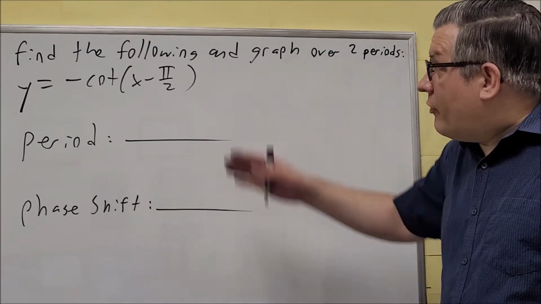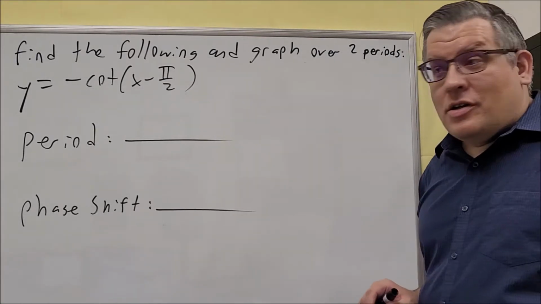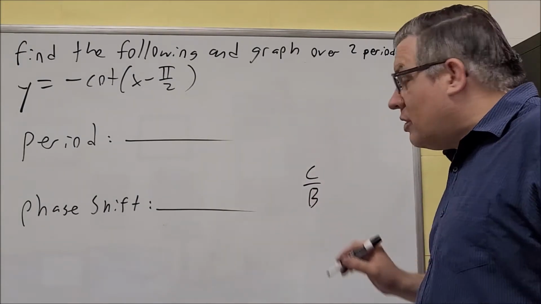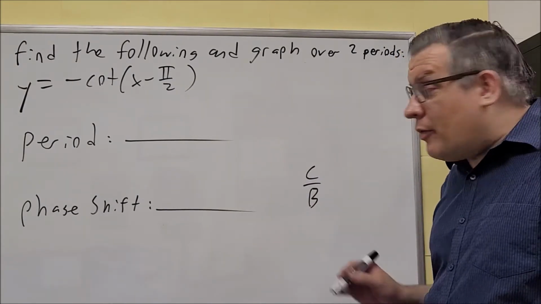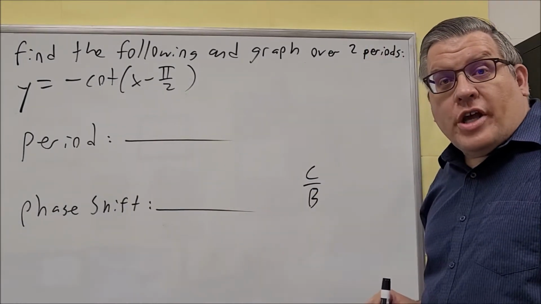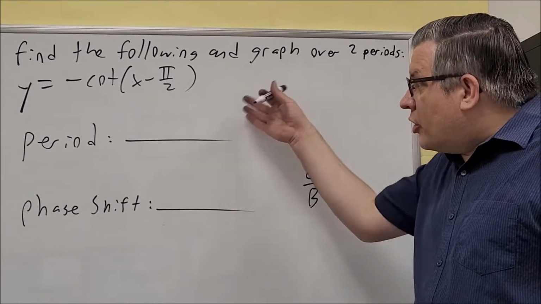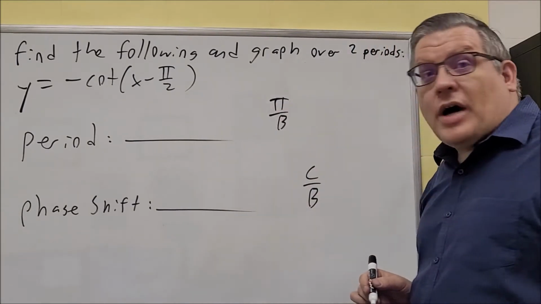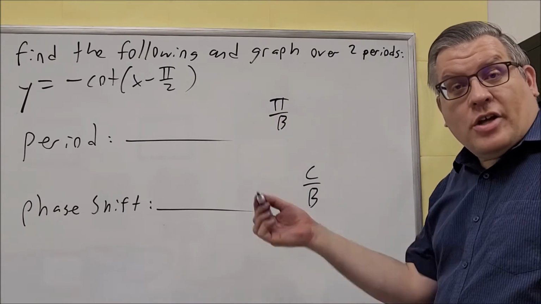All right, this time we have a cotangent graph. So the formula for phase shift on this is only going to be C over B. We don't have that extra part that comes after it because now we have a cotangent graph. Now the period formula is still going to be the same. That's still going to be pi over b, regardless of whether you have tangent or cotangent.